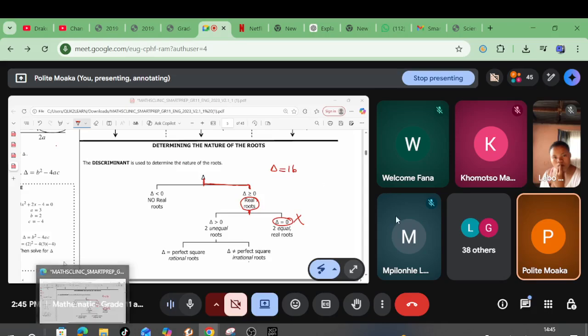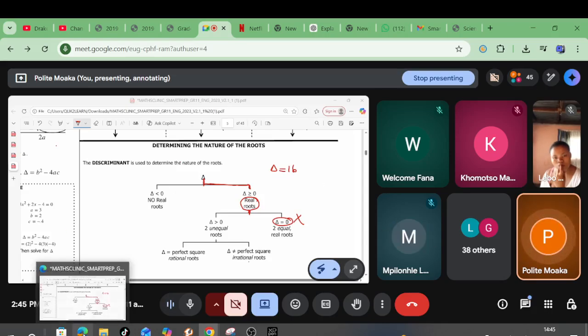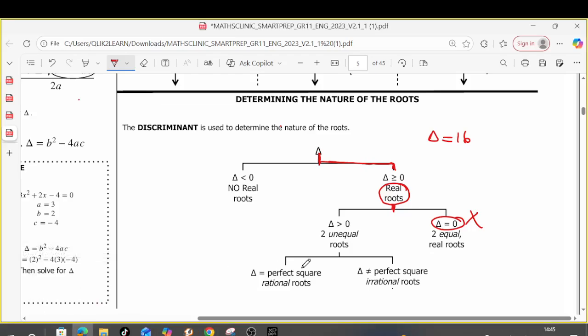So now you're going to go where? In the other direction. We need to go this side because 16 is greater than 0. So when we get here, the second answer is that it will have 2 unequal roots. You understand? That is the second answer you're going to write. Then you move. You ask yourself, I have 16. Is 16 a perfect square? Guys, I think everyone understands what a perfect square is.